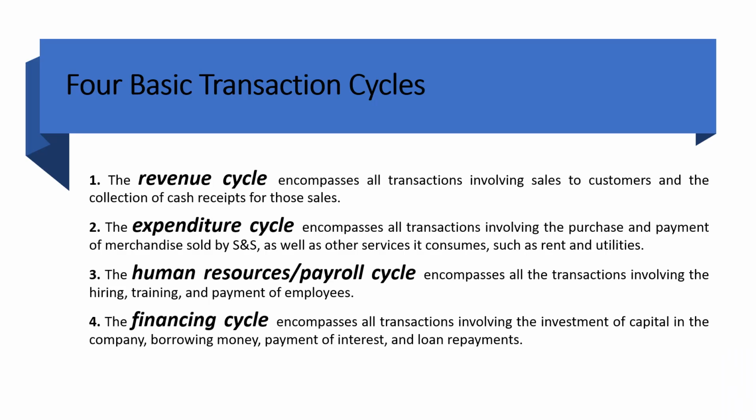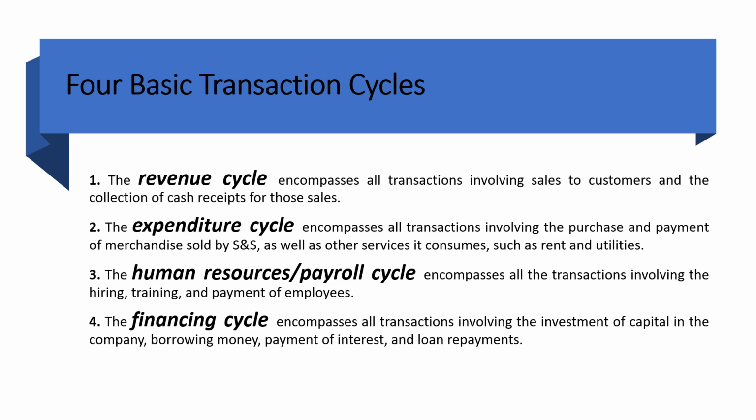Next, there are four basic transaction cycles. These four cycles interface with the general ledger and the reporting system, which relate all the activities in the preparation of the financial statements and other managerial reports. So what are these four basic transactions? We have the revenue cycle, the expenditure cycle, the human resource payroll cycle, and the financing cycle.